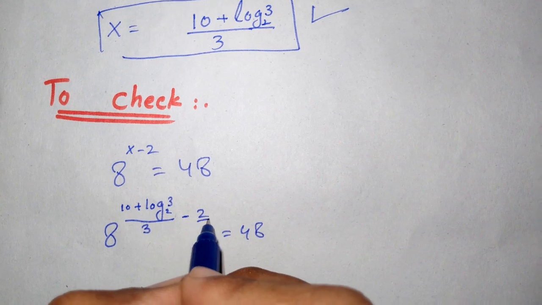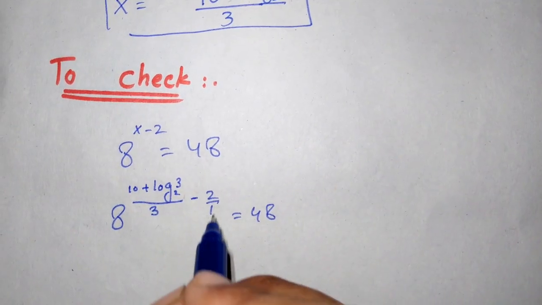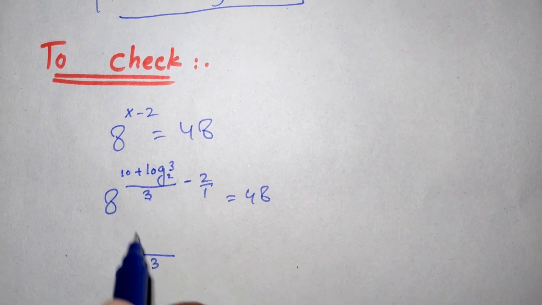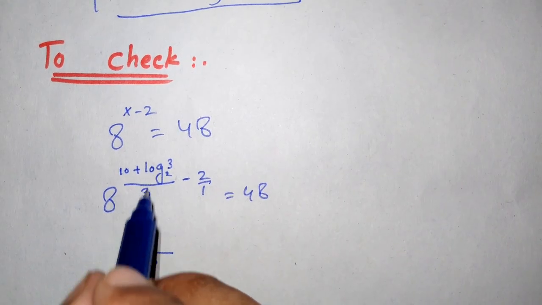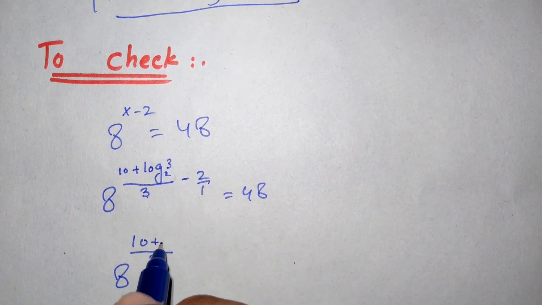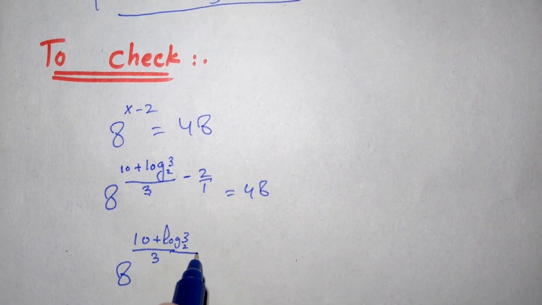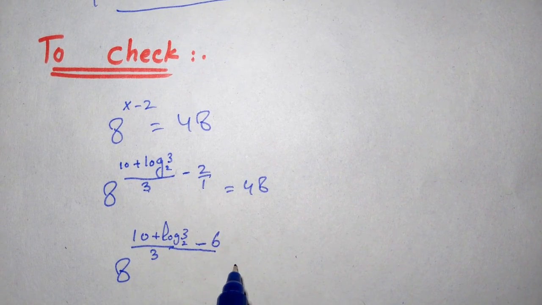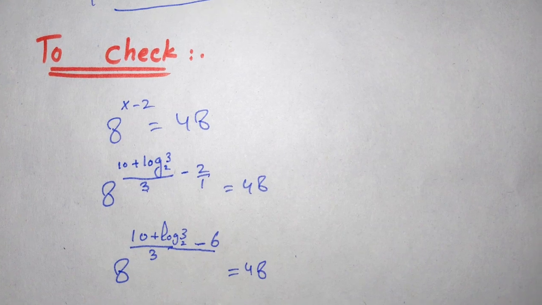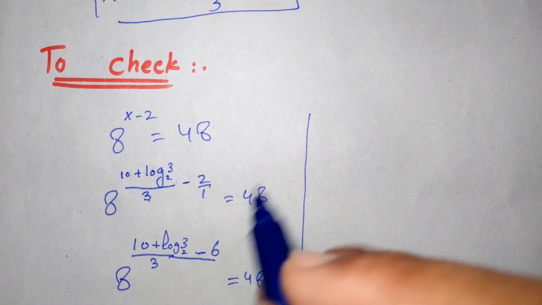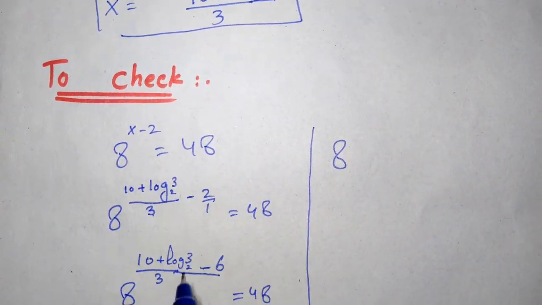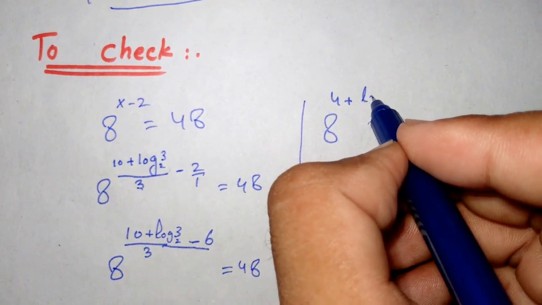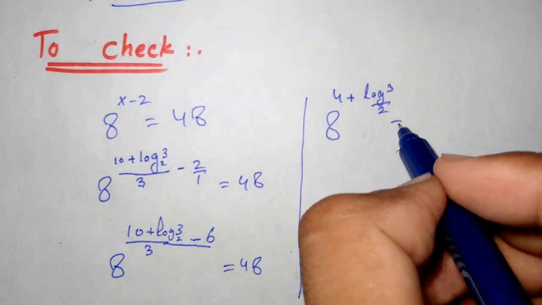So the denominator of this 2 is 1, so this will become 8. We have to take 3 as the LCM, so 3 divided by 3 is equal to 1. 1 times this number will become this number, 10 plus log of 3 to the base 2, then minus 3 divided by 1 is equal to 3 times 2 is equal to 6, is equal to 48. Now 8 to the power of (10 minus 6 is equal to 4 plus log of 3 to the base 2) is equal to 48.